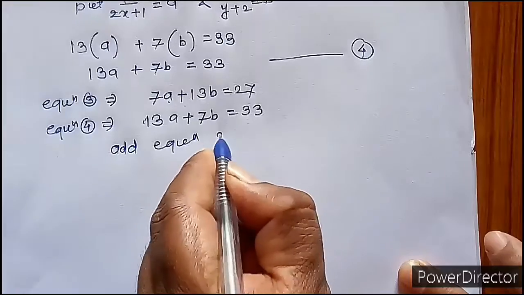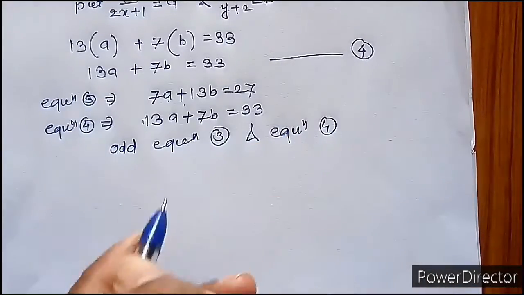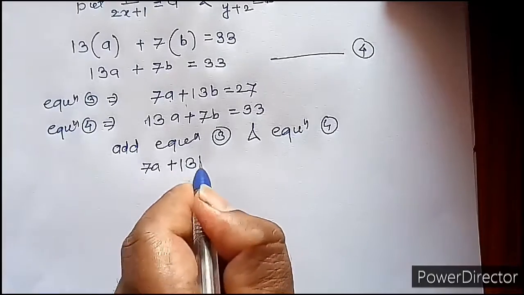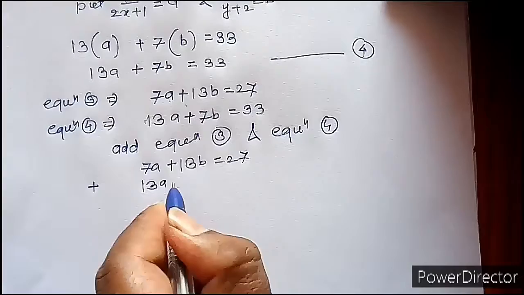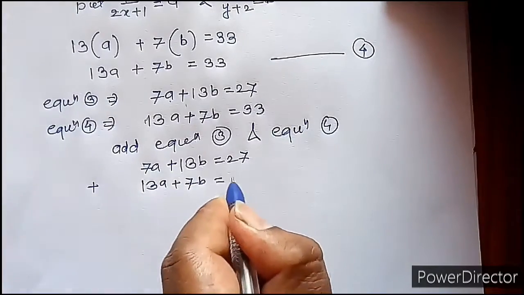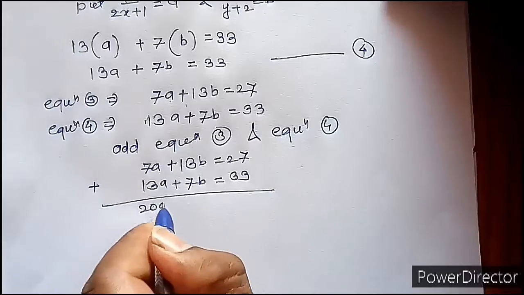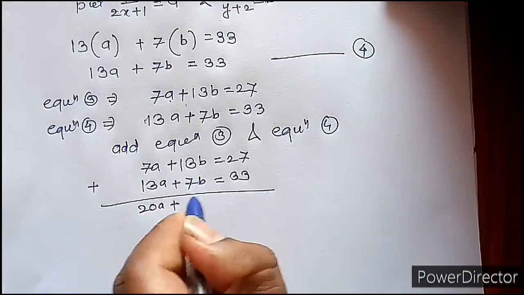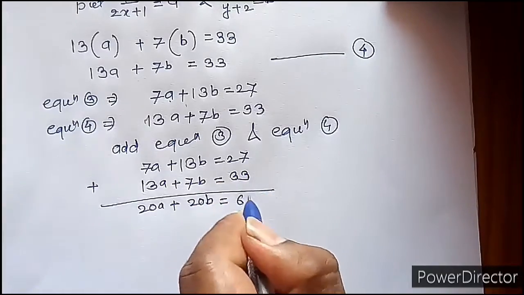Add equation 3 and equation 4. Now 7a plus 13b equals to 27 plus 13a plus 7b equals to 33. Here 7a plus 13a, that is 20a, plus 13b plus 7b, that is 20b, equals to 27 plus 33, that is 60.